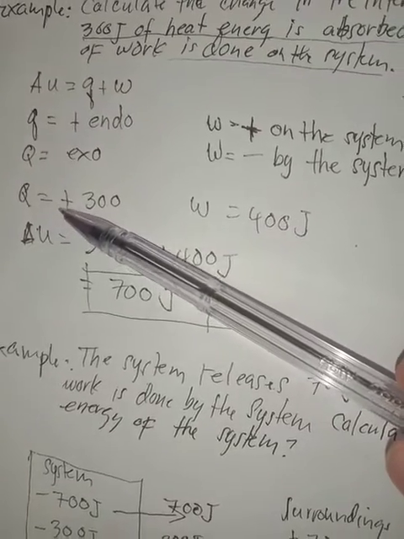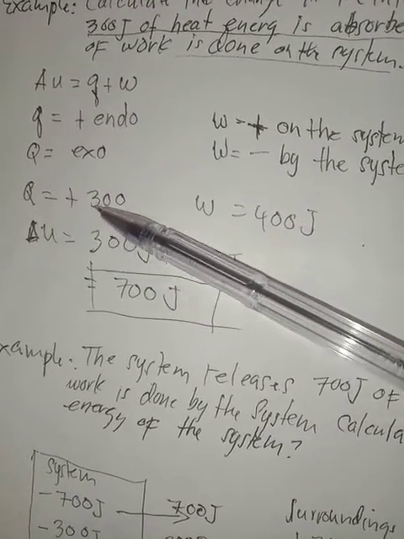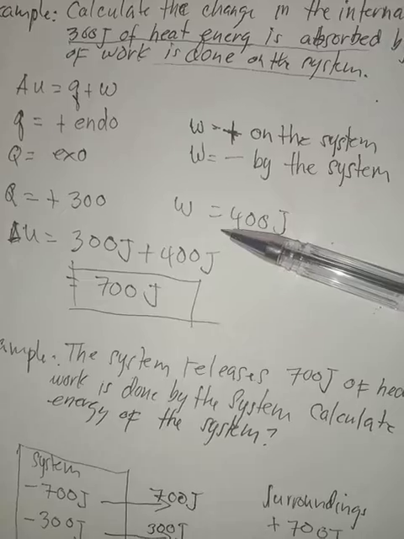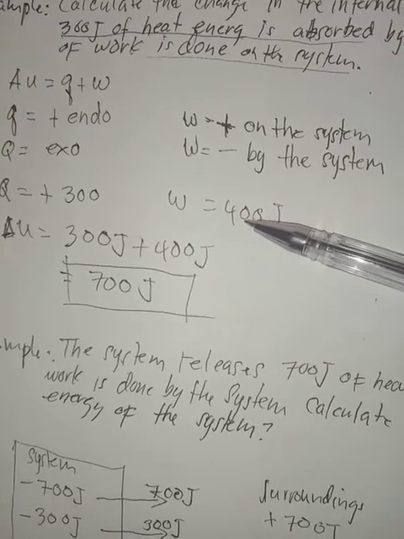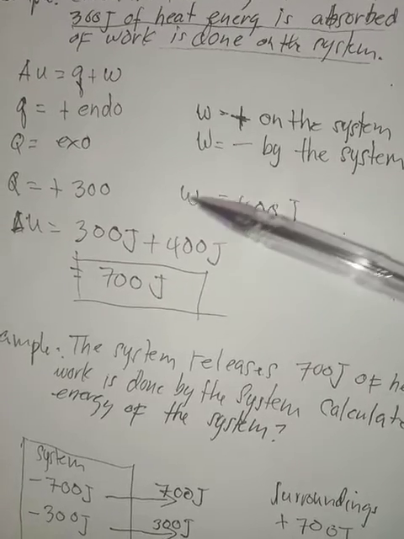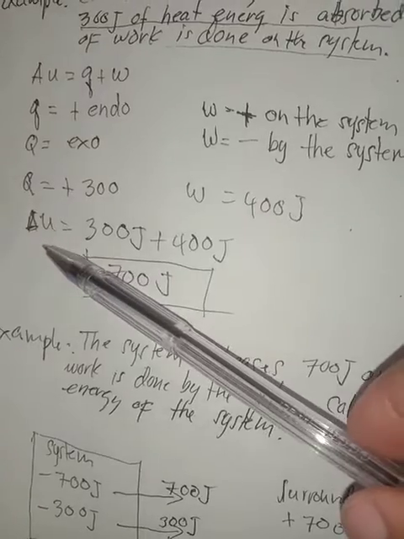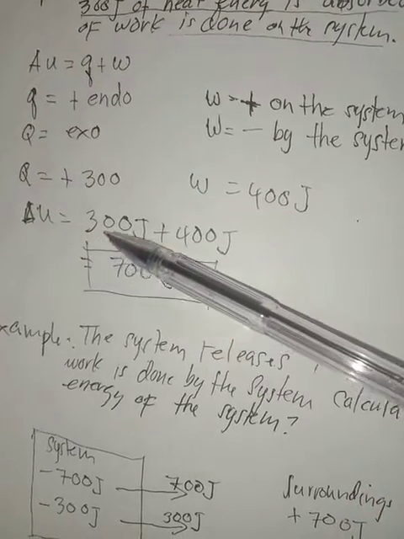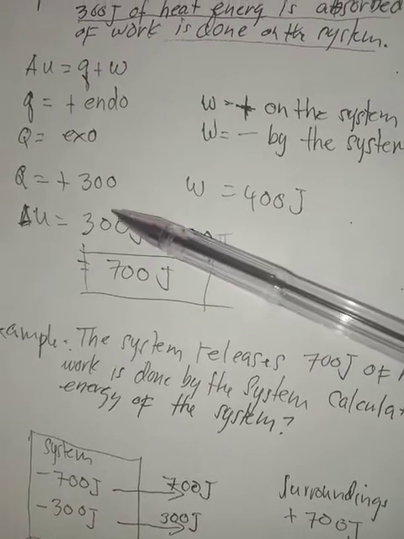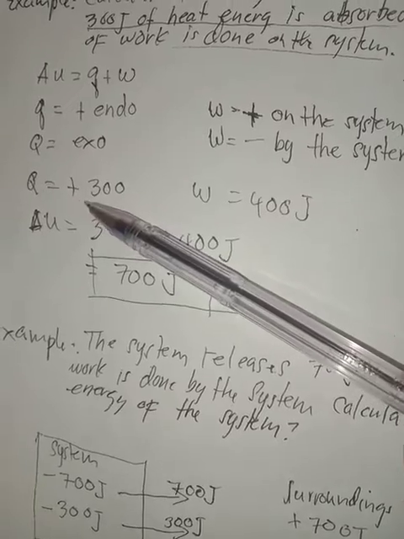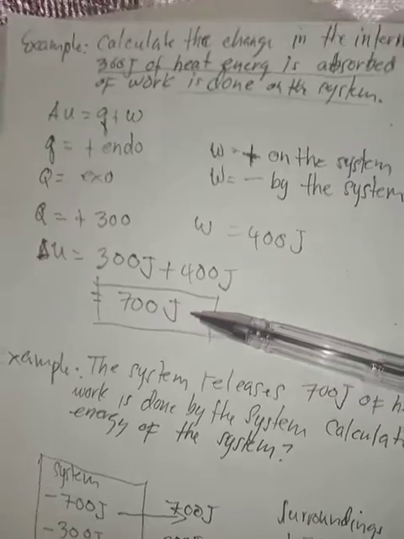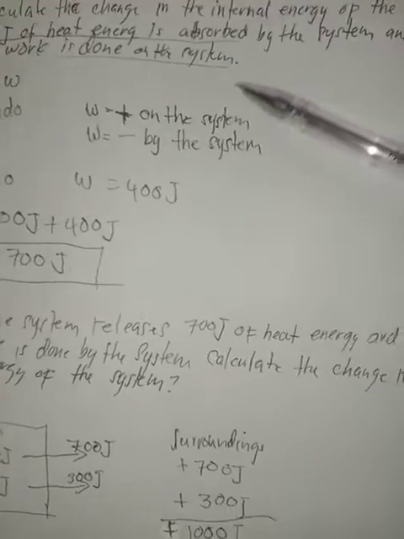Then Q, the heat, equals positive 300, and W equals positive 400. So now we add: delta U is equal to 300 joules plus 400 joules, because all of them are positive. So we add them, giving positive 700 joules, the change of internal energy of the system.